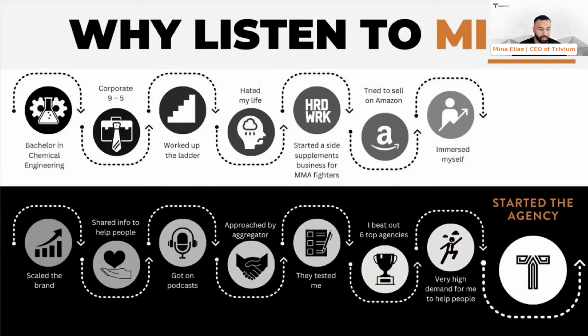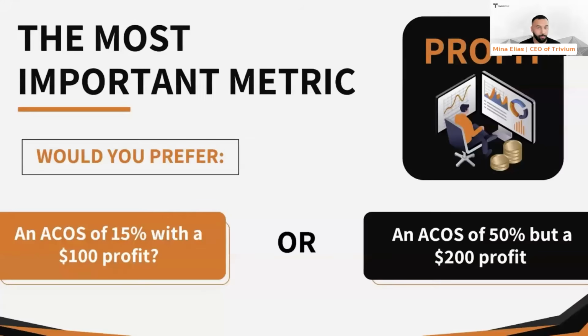I didn't have an agency at the time. I just wanted to help people. So got on podcasts, became very well known. An aggregator hit me up, said they wanted me to train their team, but they wanted to test me first. They tested me on one of their accounts. I beat their 6 top agencies. And after a year of turning people down because they kept asking me, please run my brand and all this stuff, and I said no, I realized I was just very good at it. And I decided to start an agency to help people, help brands, right?